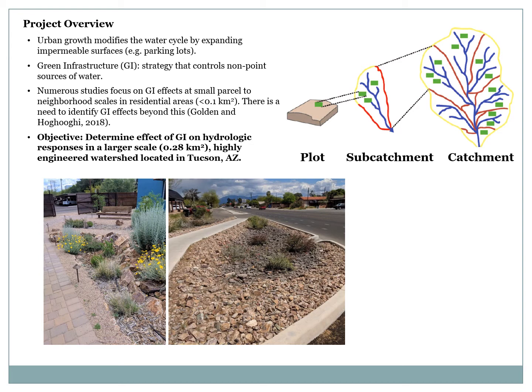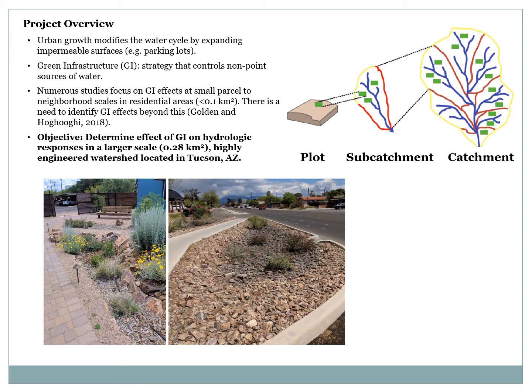A lot of cities are beginning to utilize green infrastructure, or GI, as a strategy to control runoff off of these surfaces. So in the bottom images, we have two examples of GI. The most common form of GI is what we see in the right-hand image, where we have a basin next to a roadway. A curb cut allows runoff flowing in the roadway to enter the basin, which then allows the water to infiltrate. Numerous studies focus on GI effects at small-scale parcels, but there's a need to identify the effects of GI at larger scales.